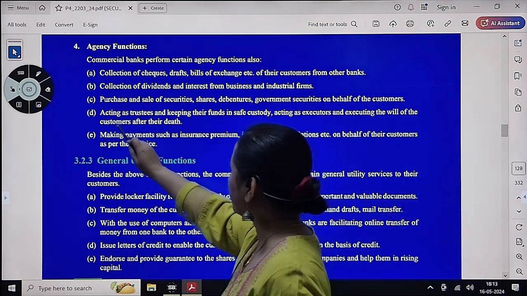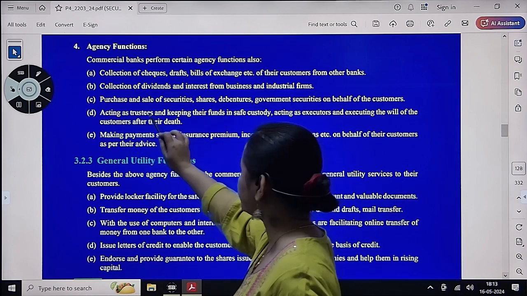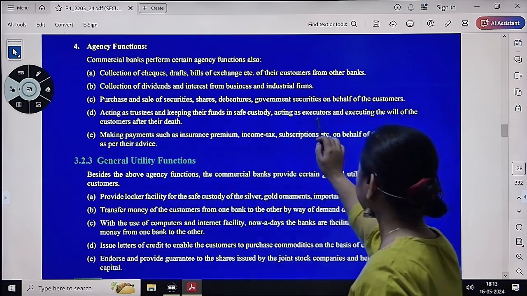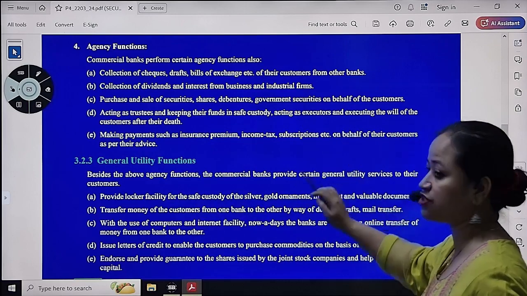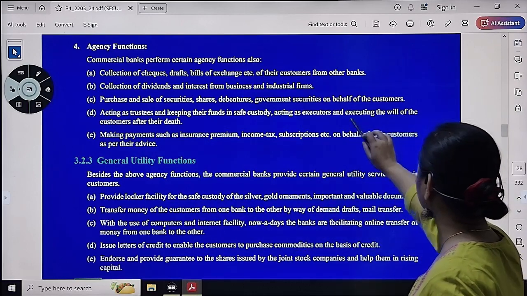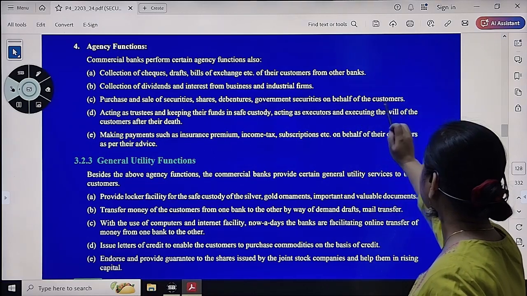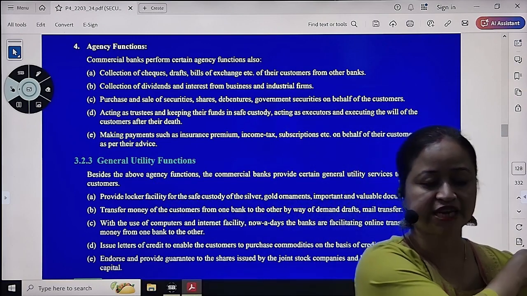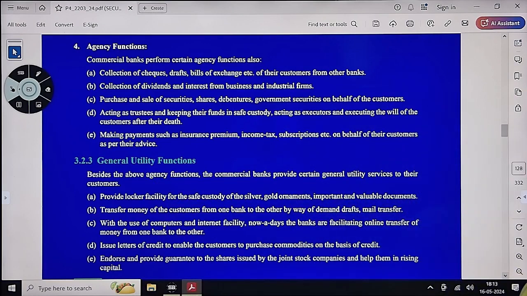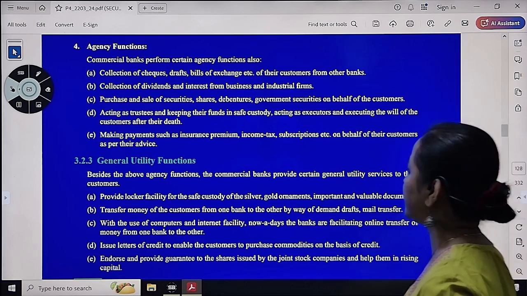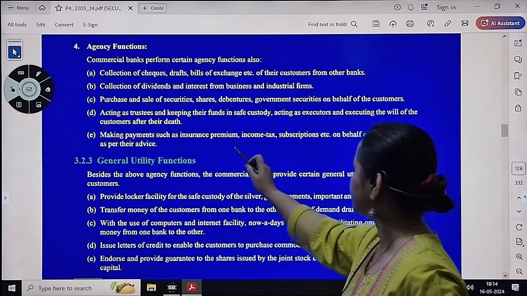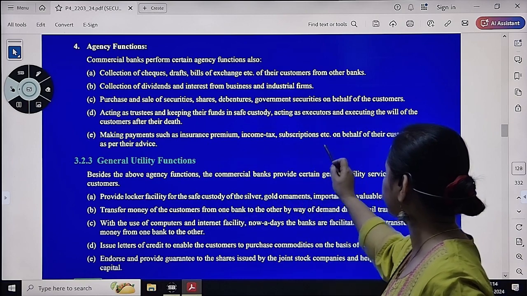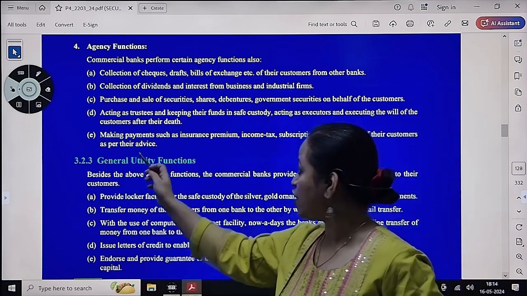Next, the bank also acts as trustee, and they also act as executors. As an executor, the bank executes the will of the customer after their death. So they act as trustee and executor on behalf of the customer. Now the next one is making payments such as insurance premium, income tax, subscription, etc. on behalf of the customers as per their advice.